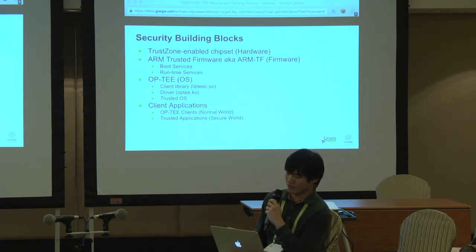For the OS, we have the secure OS, which is our OPTEE. OPTEE is actually divided into three separate components: the normal world client library, a kernel driver, and the secure operating system. And finally, on top of everything, we have the client apps on both the secure and the normal side to provide secure services for end users.